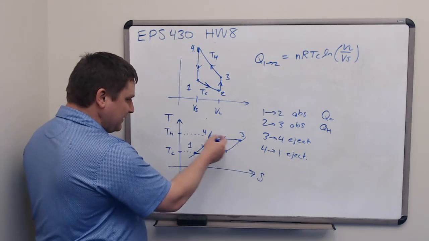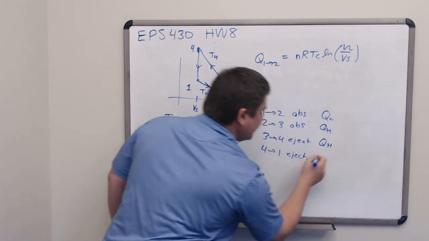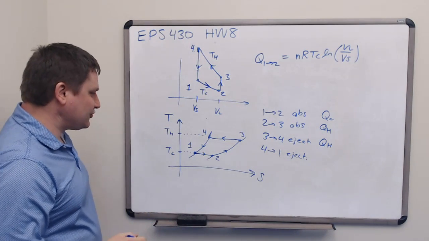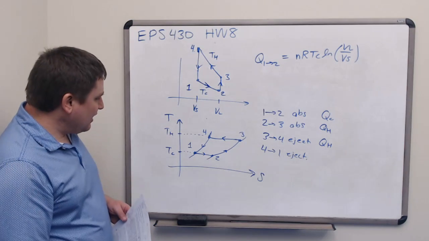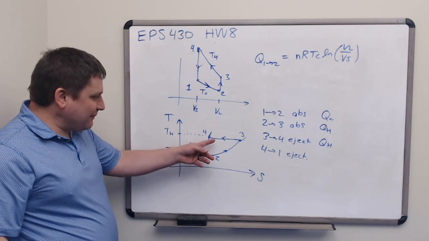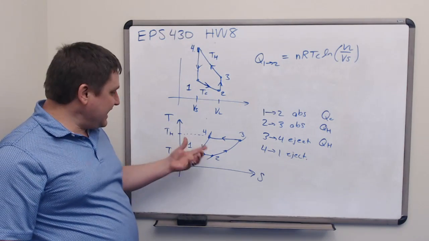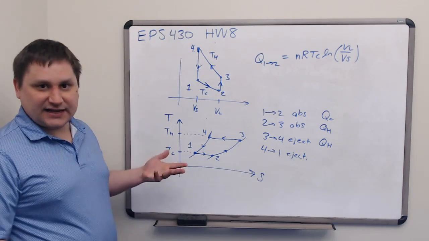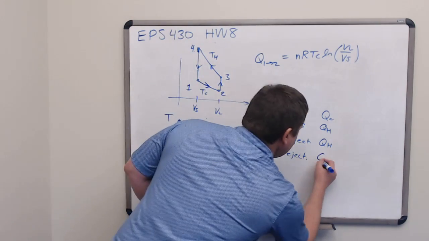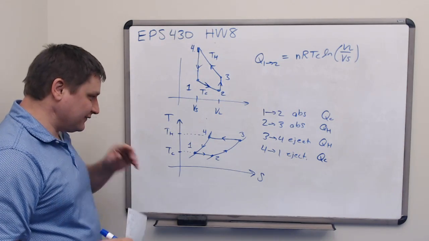All right, 3 to 4 is ejection. That's pretty easy to associate with the hot reservoir, QH. And then 4 to 1 is also an ejection. Look at 4 to 1 though, its temperature is below the temperature of the hot reservoir, so it can't eject heat to that hot reservoir anymore. Along 4 to 1, it's got to eject heat to the cold reservoir. So 4 to 1 is ejecting heat to the cold reservoir.